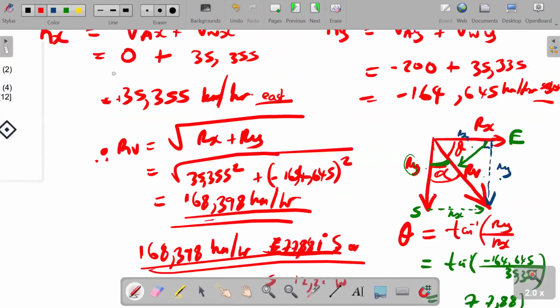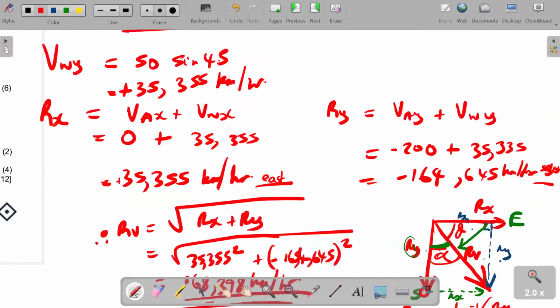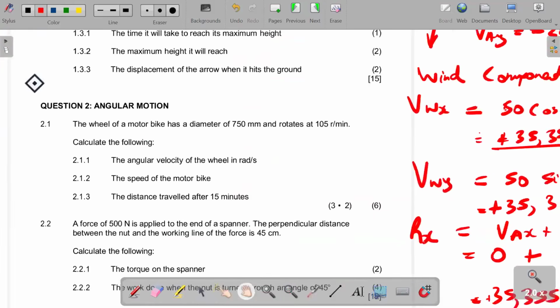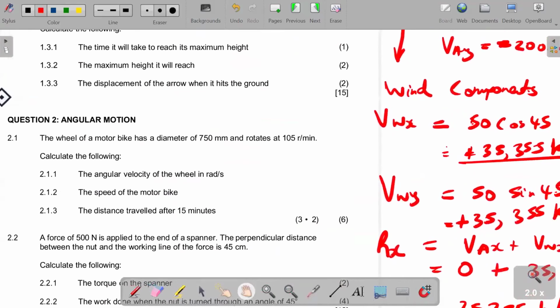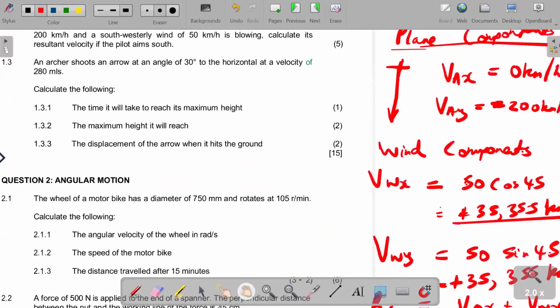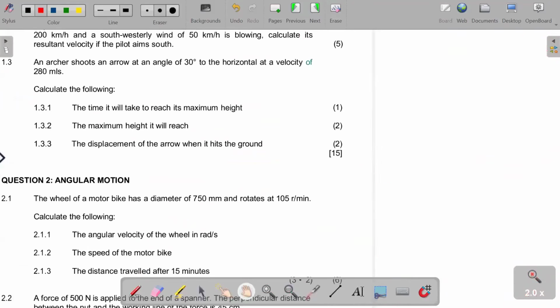So moving on, having understood this part, it takes us to the next question, which is question number 1.3. That's the question we want to go to. Question 1.3 says an archer shoots an arrow at an angle of 30 degrees to the horizontal at a velocity of 280 meters per second. Calculate the following: the time it takes to reach its maximum height. The moment we talk of the maximum height, we are talking of the vertical motion.